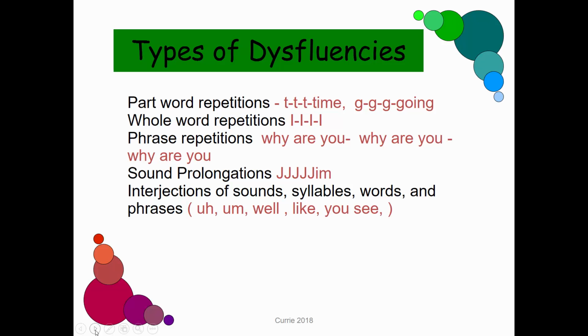deluxe hamburger. So sometimes there's interjection of sounds or syllables, and these are like bridges. They're words that we bridge, or the person with disfluent speech would use as a bridge to get from one part of the sentence to the next part of the sentence. So it acts as a bridge that they can leap over.